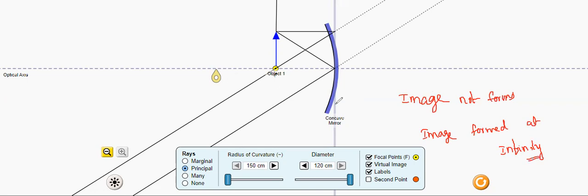What type of image and what are the properties of image? So actually image will not form, but if they ask to write the properties, simply write: image formed in front of the mirror at infinity, real, inverted, highly magnified, at infinity. Okay. Now these are the properties of image when object is placed at focus.